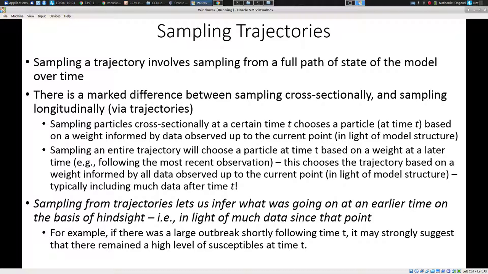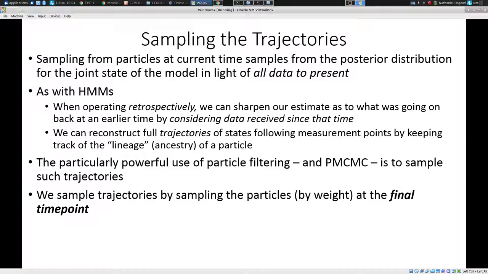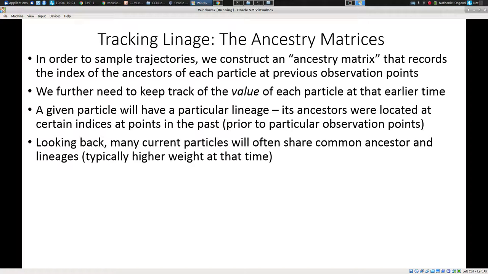But we're not going to just pick one particle. I don't want one stinking particle. I want the whole trajectory for that particle. I'm going to pick the particle and all of its lineage, its ancestry, going back. So we pick a particle by weight at the final time point, and we look backwards to see where it came from, who its mother was, who its grandmother was, all the way back to the first observation.